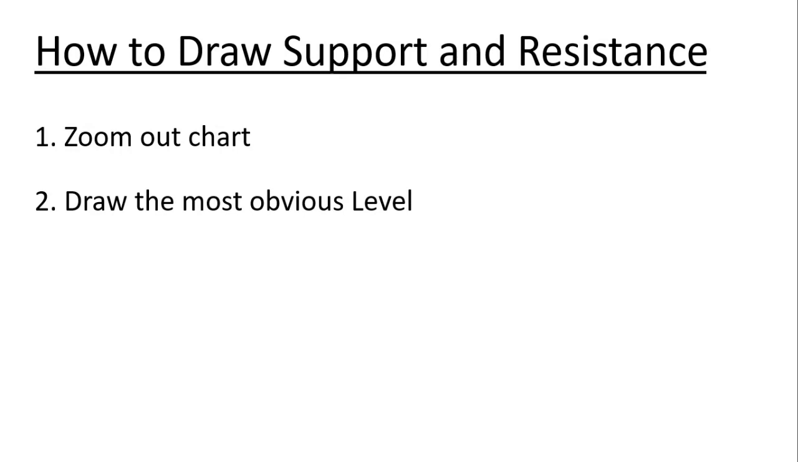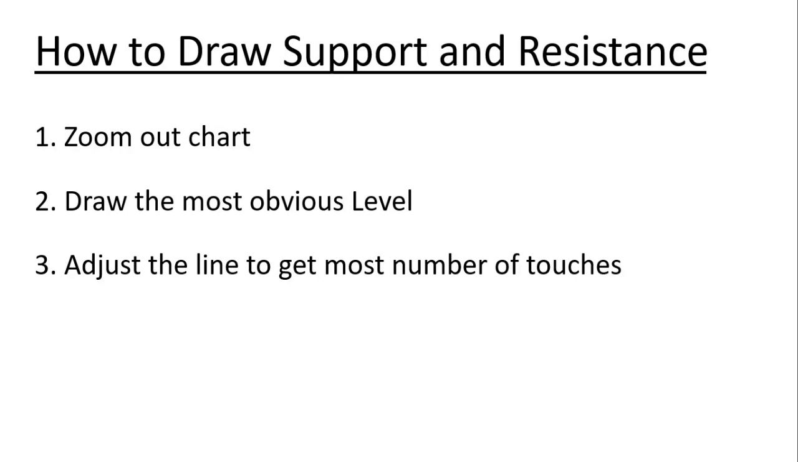Number two, draw the most obvious levels. It means do not draw everywhere, only draw the obvious levels, so that your chart will still be clean and you can see the price action properly. And number three, adjust the line to get the most number of touches. So after drawing the obvious level, adjust the line to get the most number of touches, and zoom in a little and see all the recent levels too.